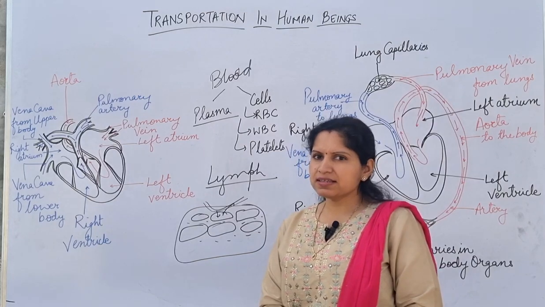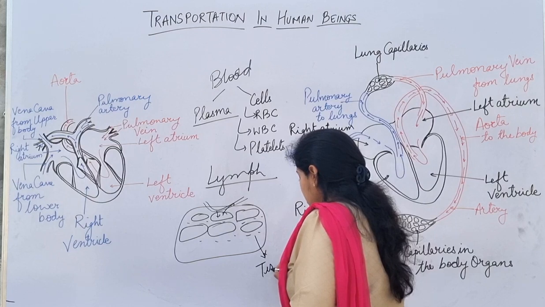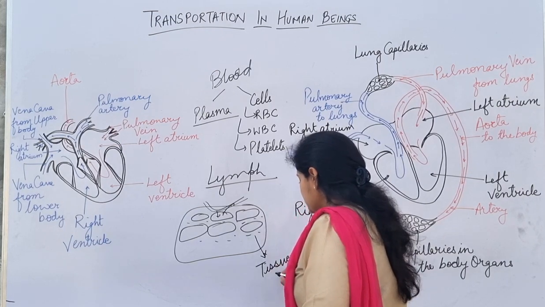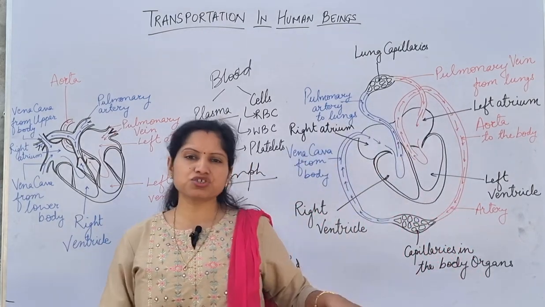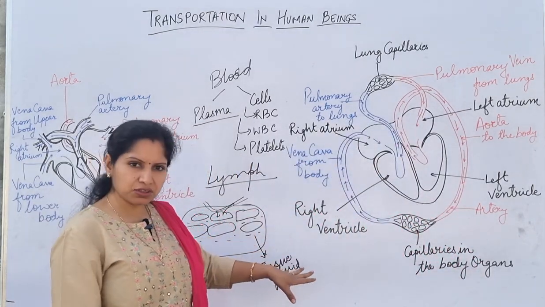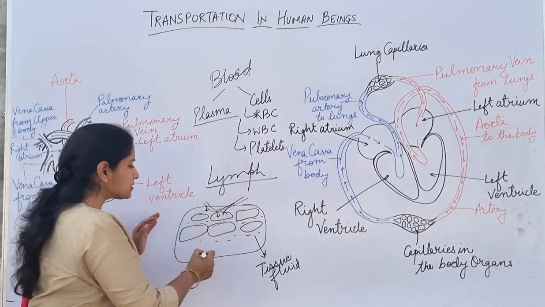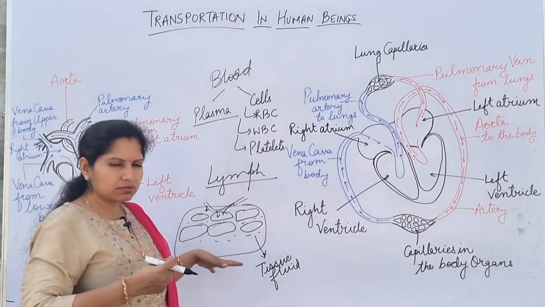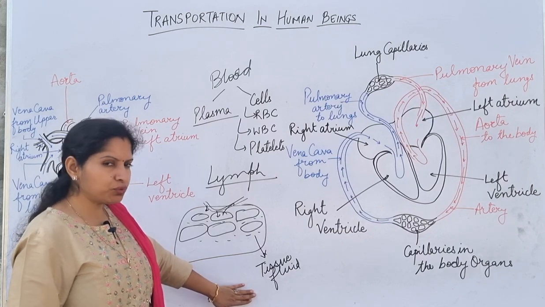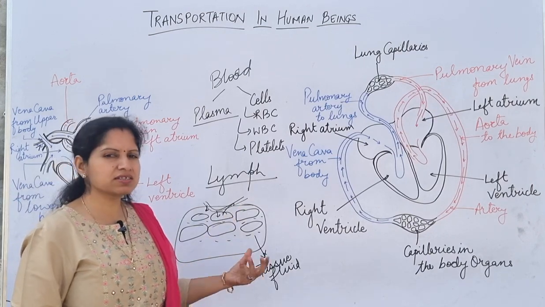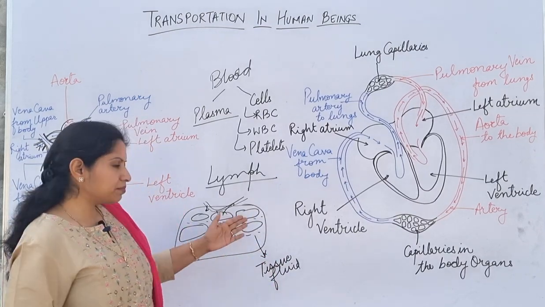This space is having some fluid, and that is known as tissue fluid because it's present in tissue. So that fluid is known as tissue fluid. Now this tissue fluid also needs to be circulated. How is it circulated? From the capillaries only, some fluid oozes out, and that forms the tissue fluid. Now this tissue fluid cannot enter back the capillaries because it's not having that much pressure to enter again into the capillaries. So it can't enter back into the capillaries.